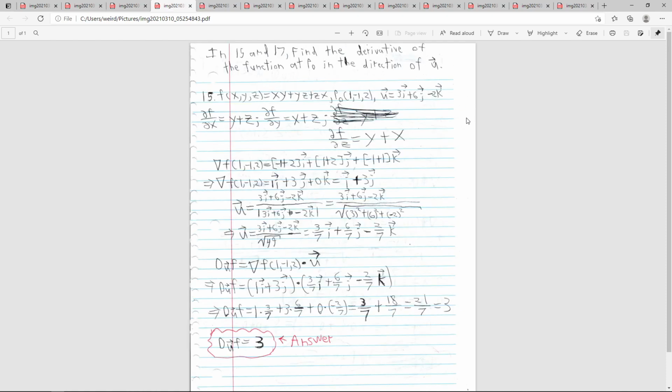So the next two problems involve finding the derivative of the function at p0 in the direction of u. So we're doing directional derivatives. We have to make it a unit vector for this formula to work. The directional derivative equals the gradient of f dotted with u. It's the dot product.